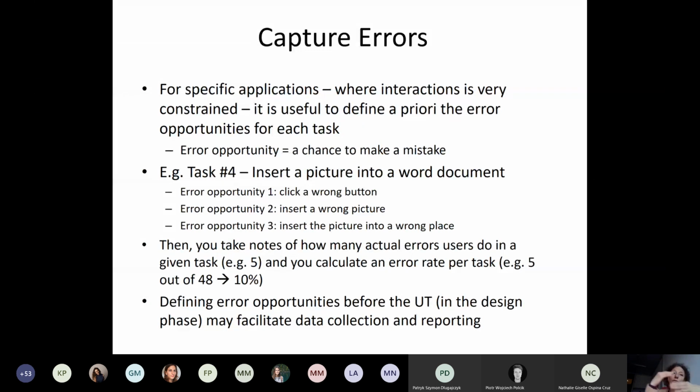Usually, it's also helpful to have a table in which you list all the possible errors, so that when you observe or analyze the errors, you already have the classification, and you can make clusters and aggregate data more effectively. So defining error opportunities before the user test really does facilitate data collection and reporting.